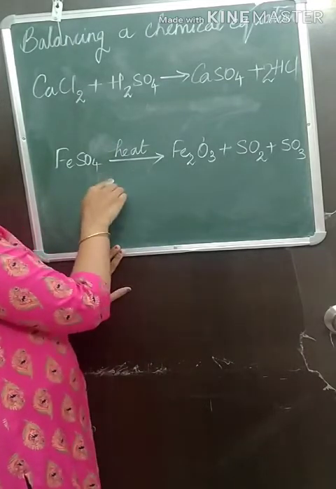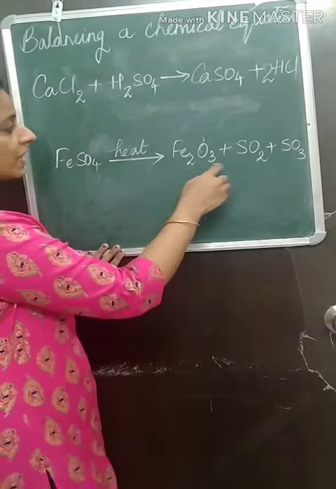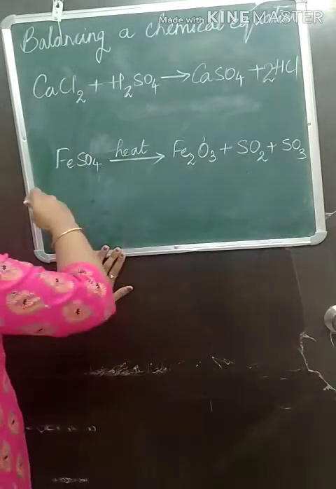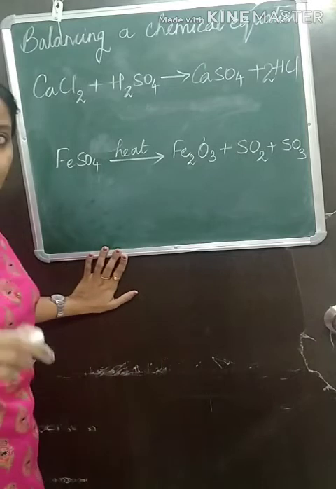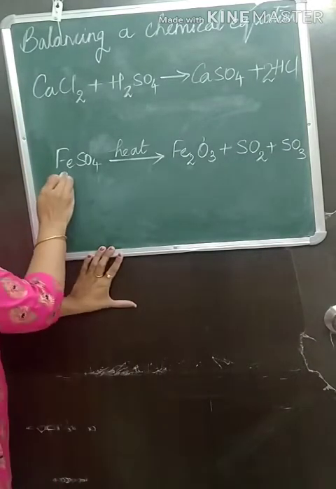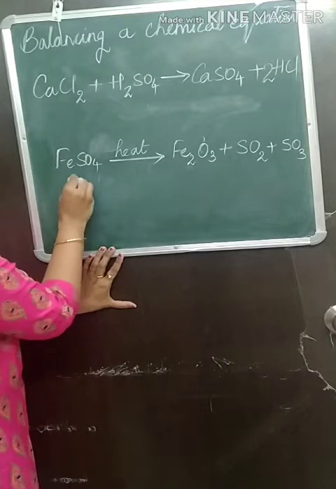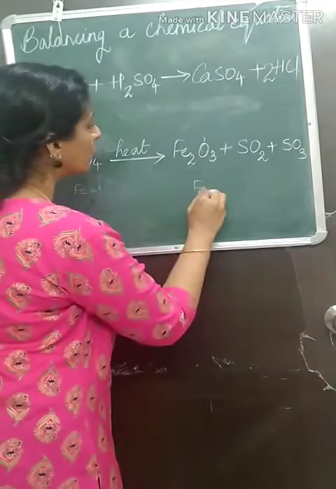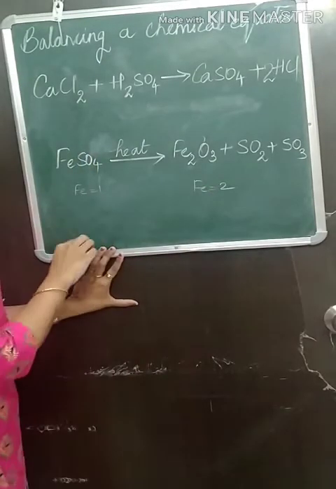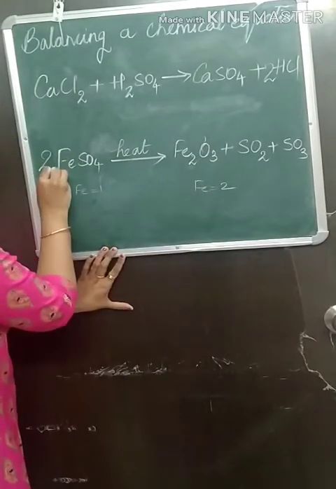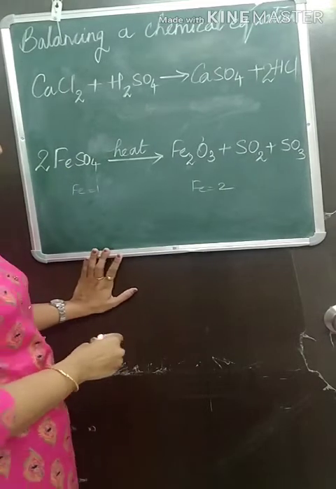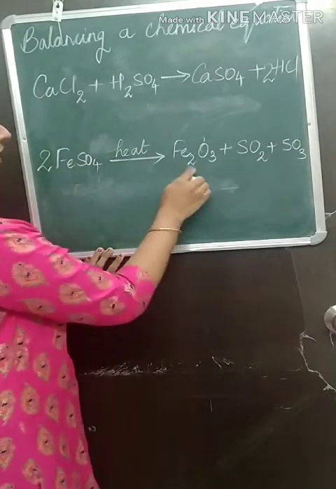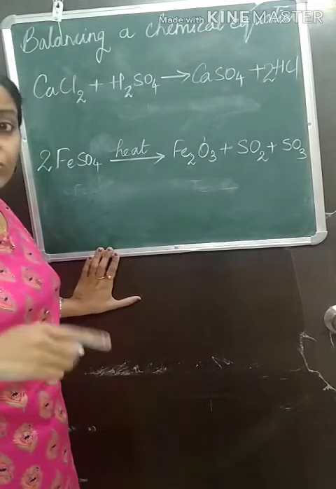Here ferrous sulfate on heating gives ferrous oxide, iron oxide, and sulfur dioxide and sulfur trioxide gas. Let us balance it. First we will start with metal. Metal is iron here, Fe, we have only one Fe, and here we have 2. So how to make 1 as 2? We'll multiply by 2. We'll put 2 as the coefficient. So again check. Now check the metals. 2 Fe, 2 Fe.